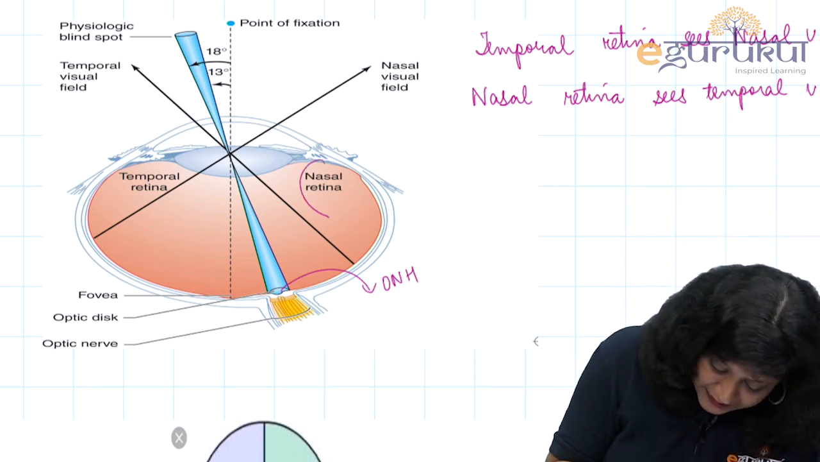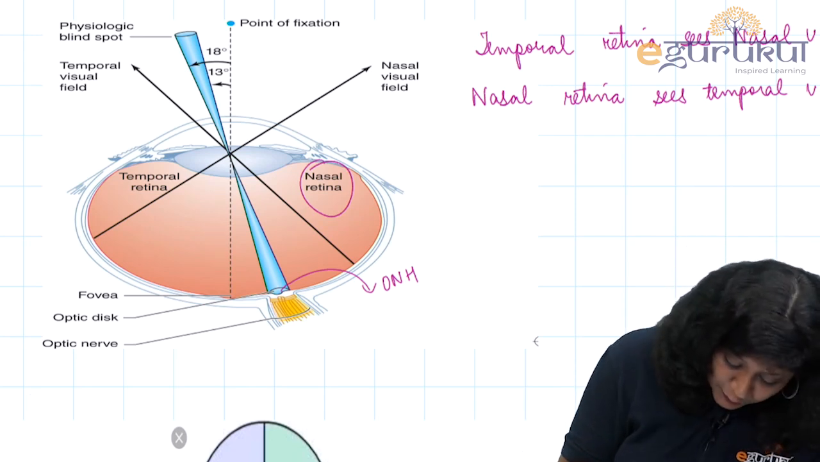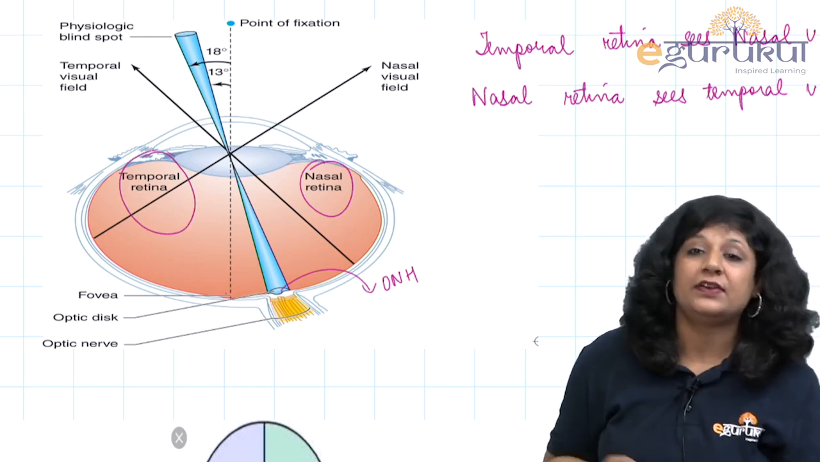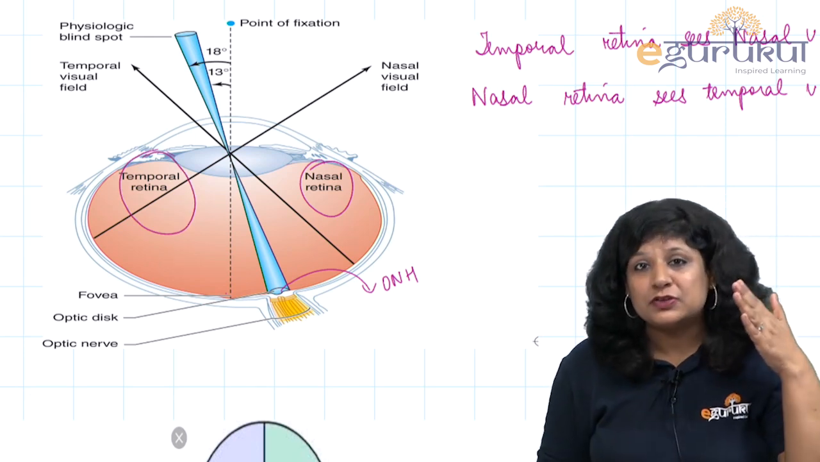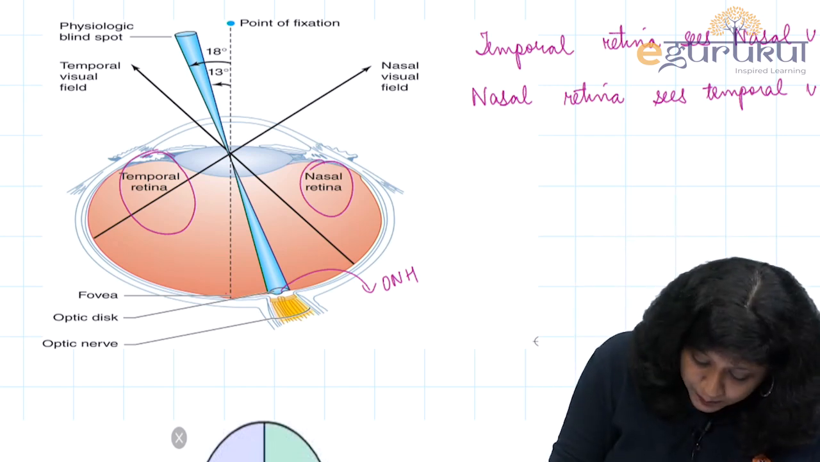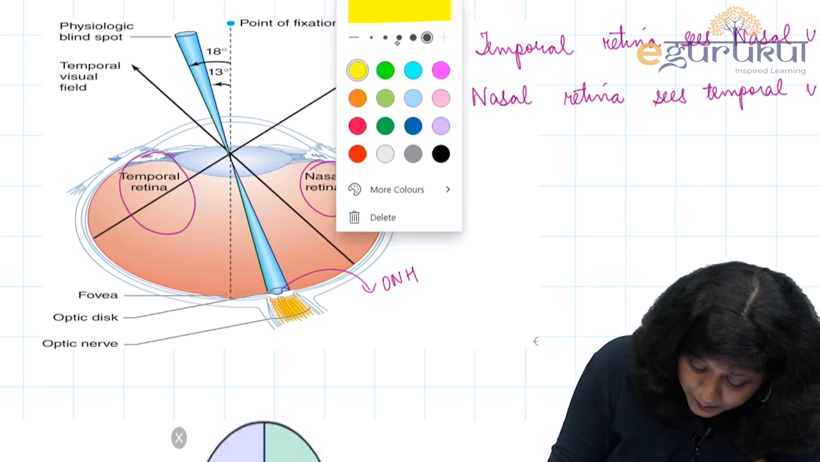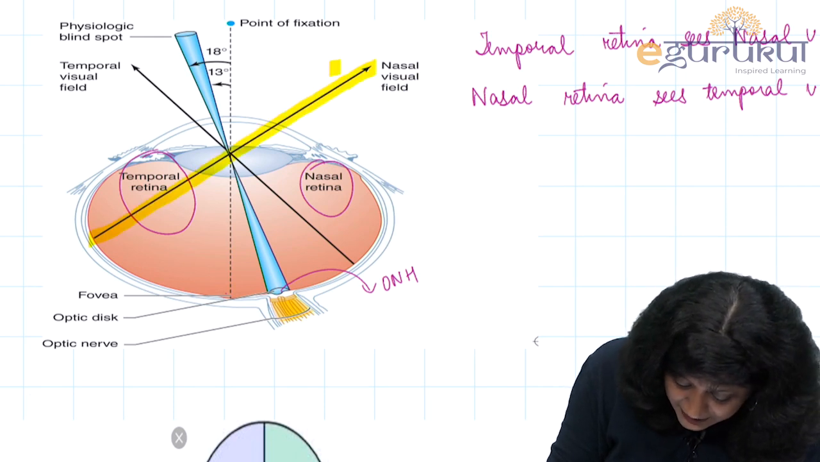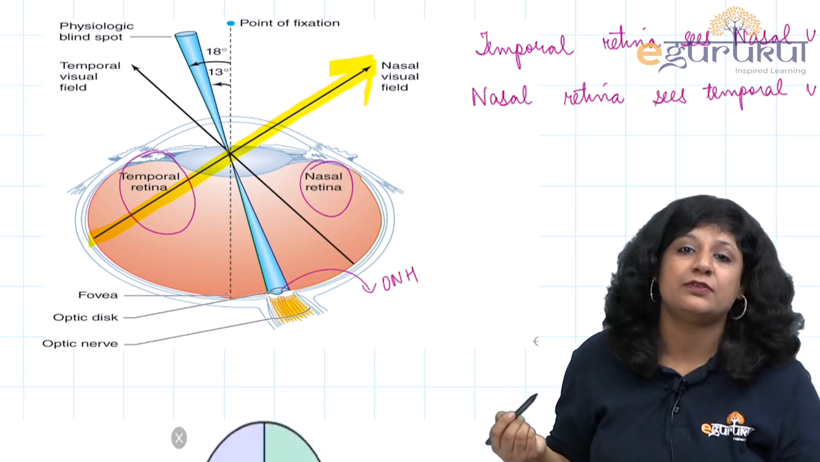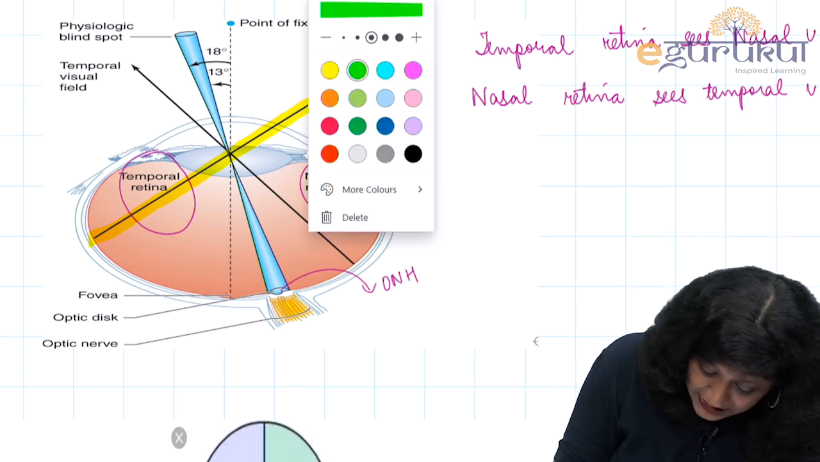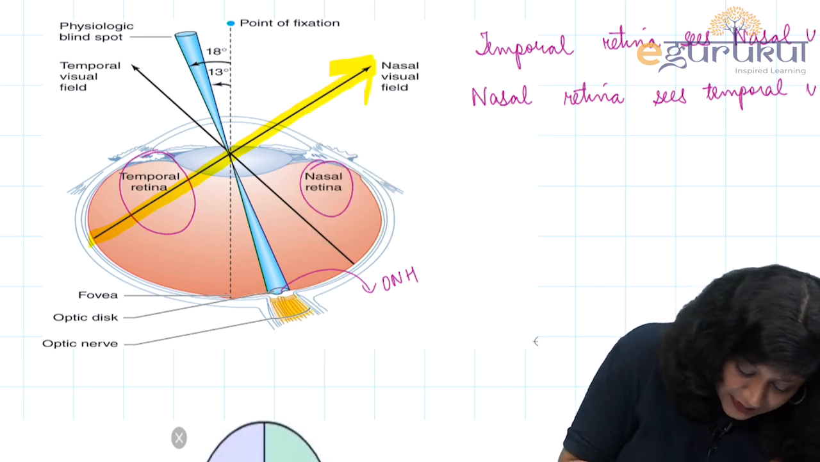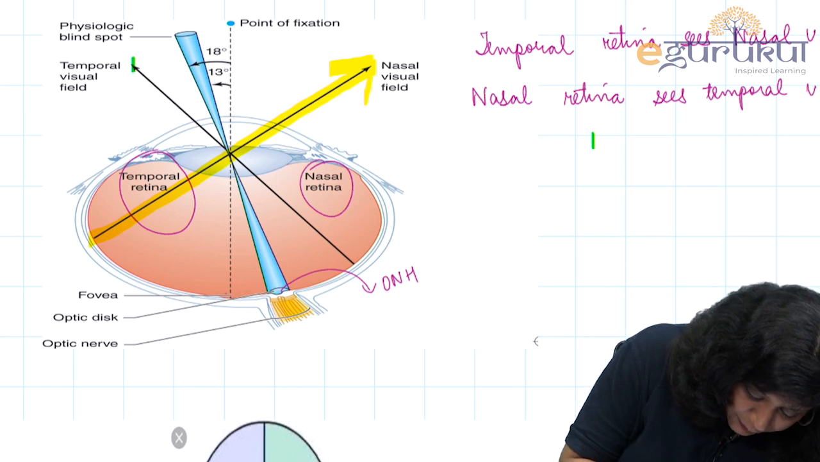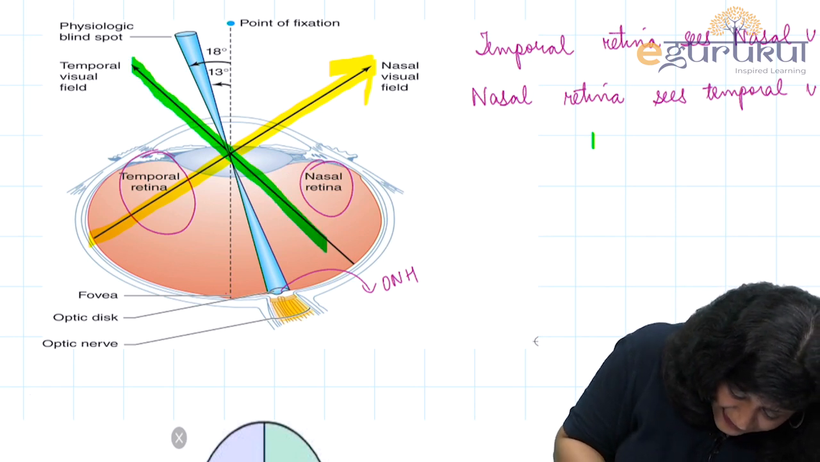See this: this is your optic nerve head, the optic disc, which is lying nasally. So this is your nasal retina, right? And the fovea is lying slightly temporally, so this is our temporal retina. The visual fields are always diagonally opposite. This temporal retina will make the image in the nasal visual field, while this temporal visual field is formed by the nasal retina.